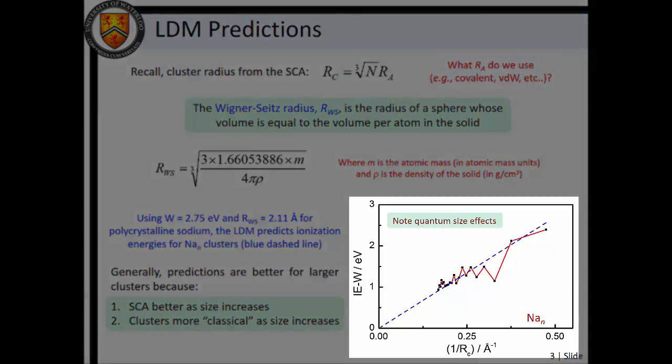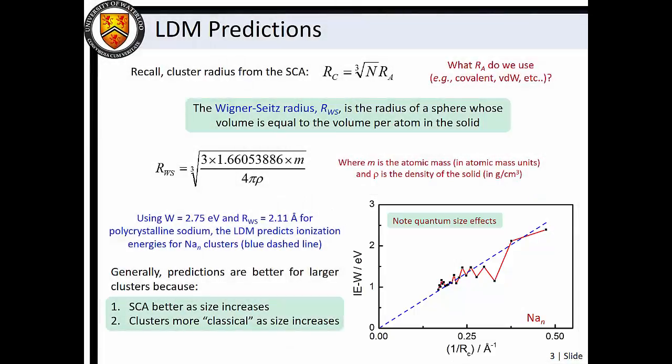For example, a plot of sodium cluster ionization energies as a function of cluster size follows the general trend of the LDM, but there is a clear alternation in relative ionization energy for small clusters. This structure hints that quantum size effects may be important in determining cluster properties.